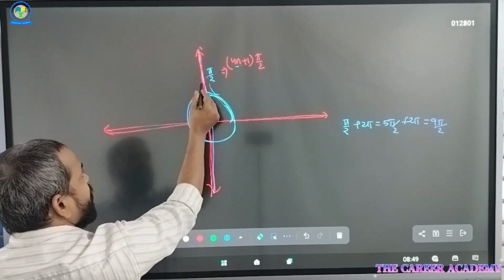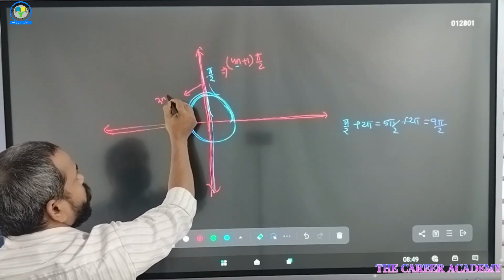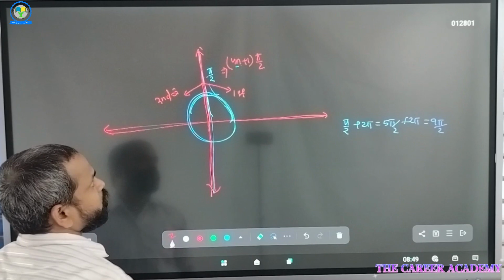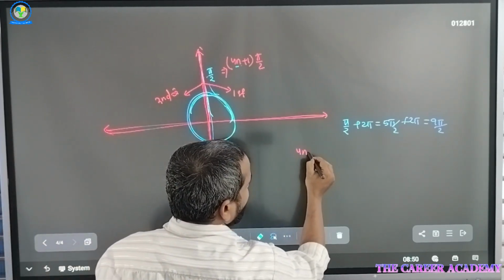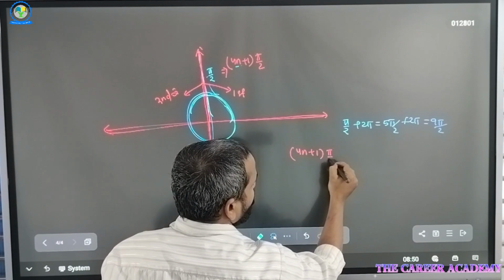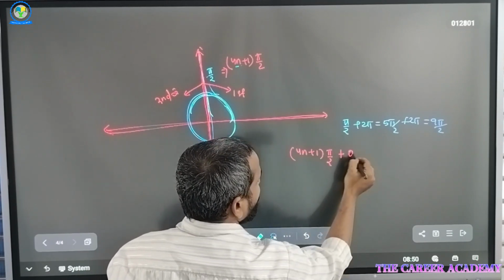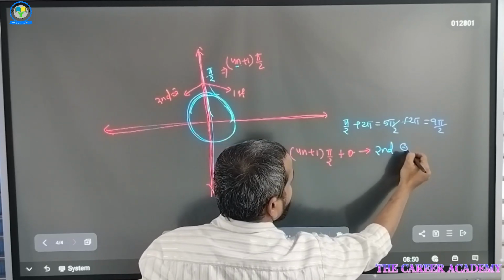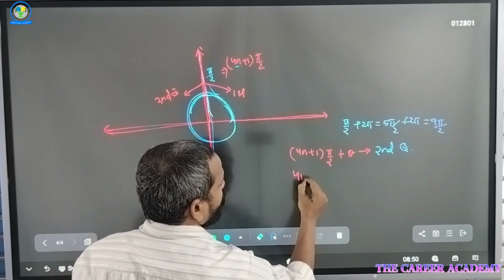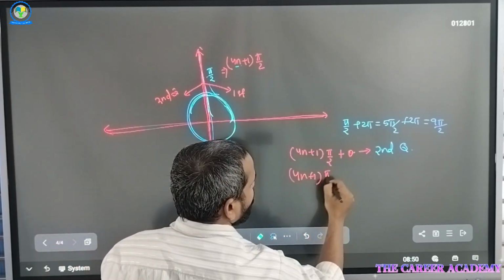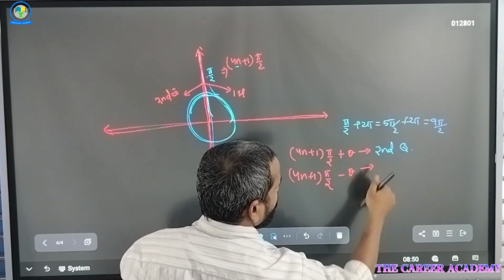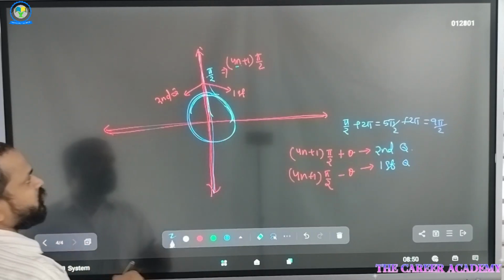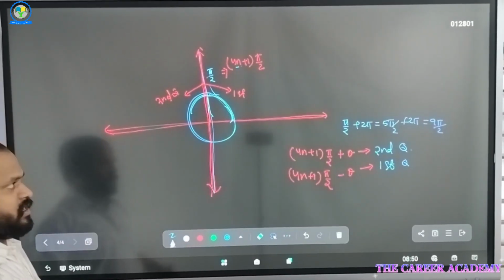If I am here and I add something, it goes to the second quadrant. If I subtract something, it goes to the first quadrant. That means what you have to remember? If it is 4n plus 1 pi by 2 plus theta, it goes to the second quadrant. If it is 4n plus 1 pi by 2 minus theta, it goes to the first quadrant. Clear, students? Now see about the negative y-axis.